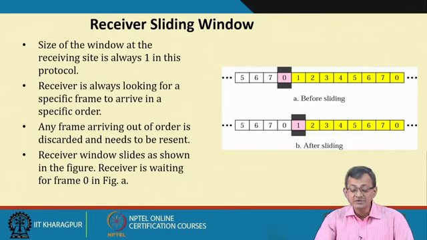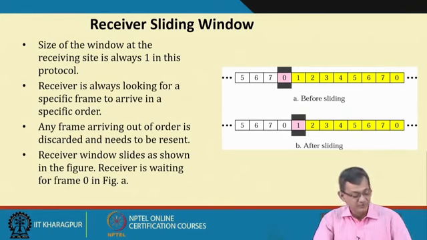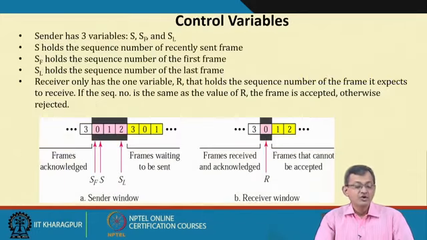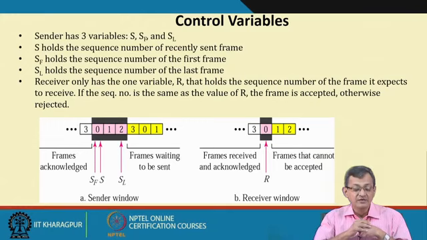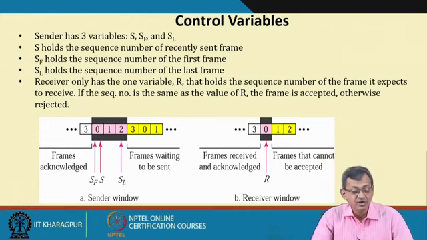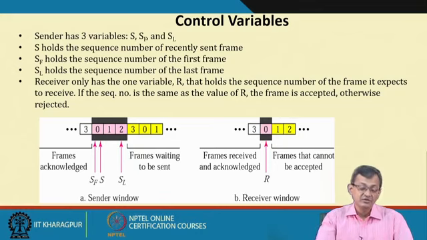This is the receiver window slide shown in the figure. The receiver is waiting for frame 0 in the figure, and when it is received, it slides to wait for frame 1. Control variables: the sender has 3 variables, S, SF and SL. SF and SL are the end markers, that is, the first frame and the last frame, and S is the currently sent frame. The receiver has only one variable, R, to hold the sequence number of the frame it expects to receive. So, it is expecting 0.